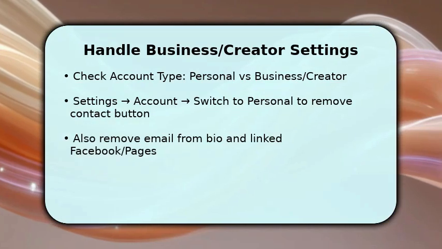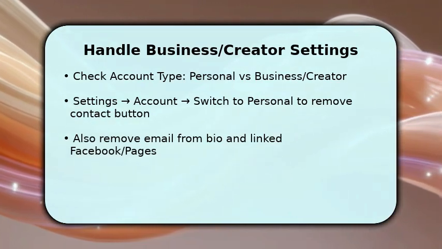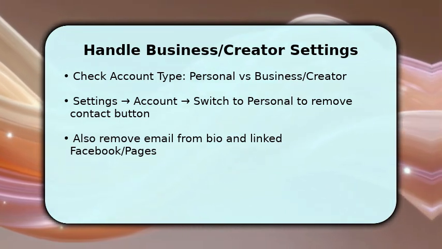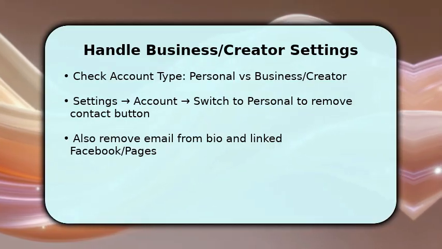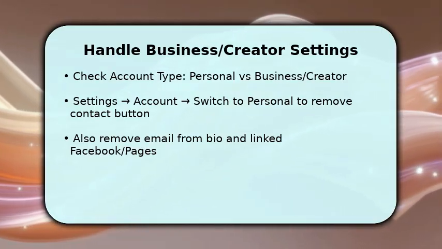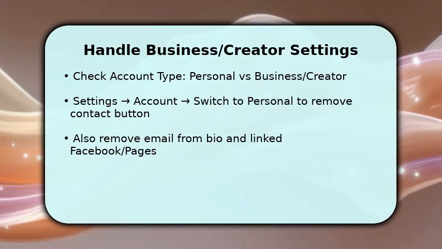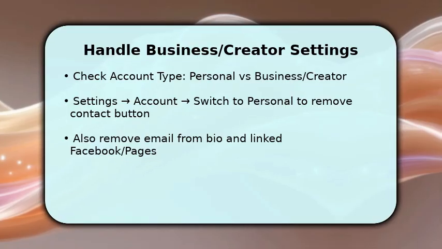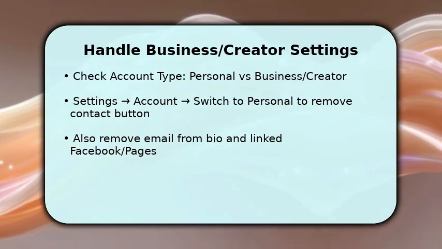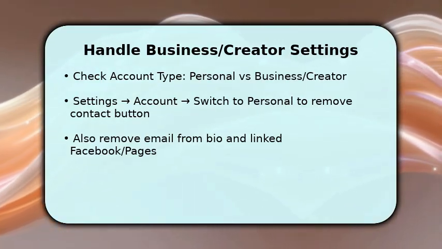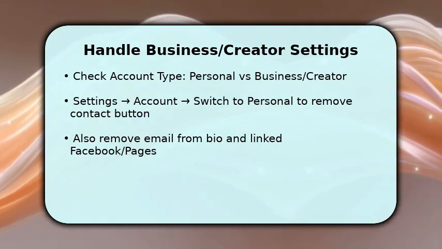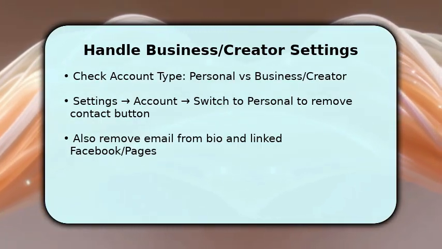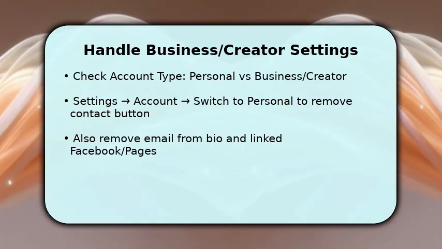If your account is business or creator, Instagram forces a contact button that can display email. Go to Settings, then Account, and switch to Personal to remove that contact button. This is why changing type matters. Make sure to delete any email you placed in your bio, and unlink or update any connected Facebook page that might re-import contact info. Once you convert and clear those fields, the platform won't show an exposed email on your profile anymore, so double-check both app and web views.